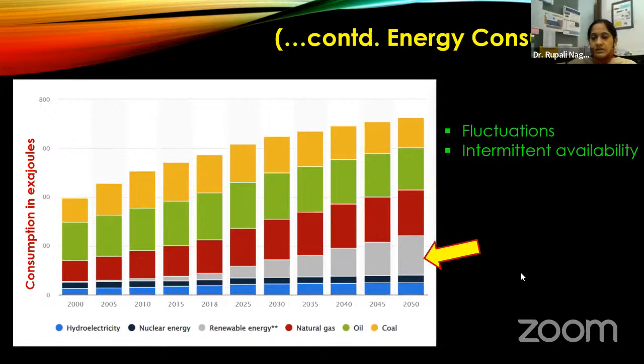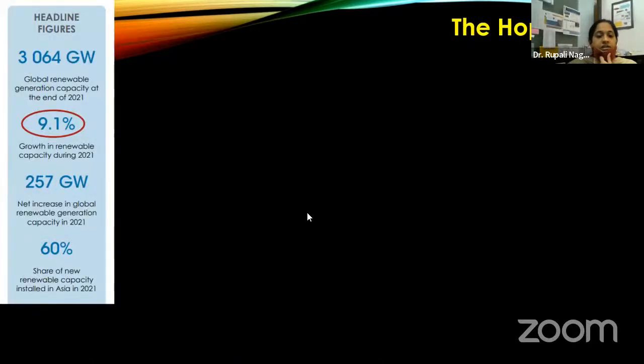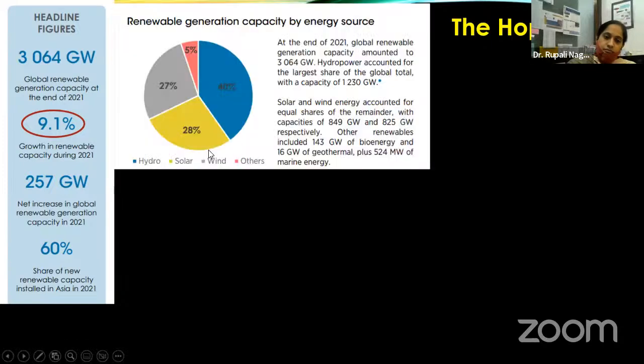Sorry about this. So then what is the hope that we have? There is some hope certainly. If you look at the figures for renewable capacity growth in 2021, the entire world has shown a 9.1% increase. Of this, solar and wind are the main stakeholders, at 27% and 28%.